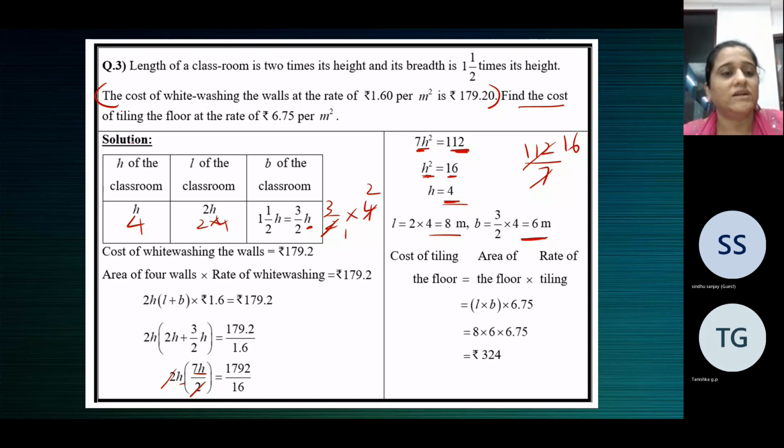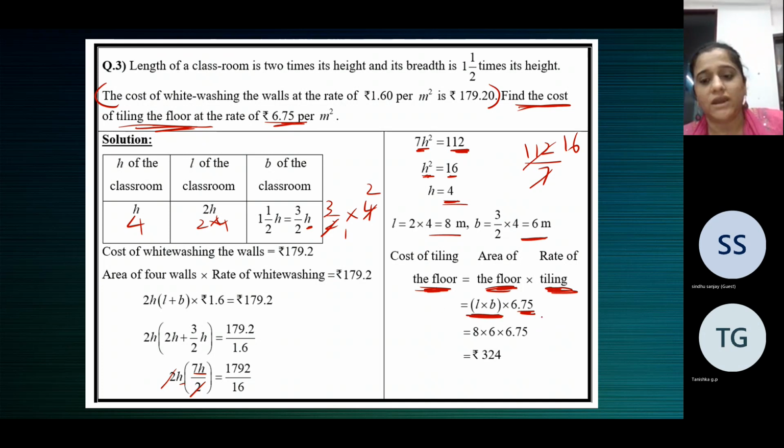Now find the cost of tiling the floor at the rate of 6 rupees 75 paise per meter square. So tiling the floor, the surface of the floor is a rectangle. So what's the area of the floor? L into B. What is the rate? 6.75. That will be the total cost. How do you find the cost of tiling the floor? Area of the floor into rate of tiling. Area of the floor is L into B into rate 6.75, which is 324 rupees. Understood, children? So finish these two at home.